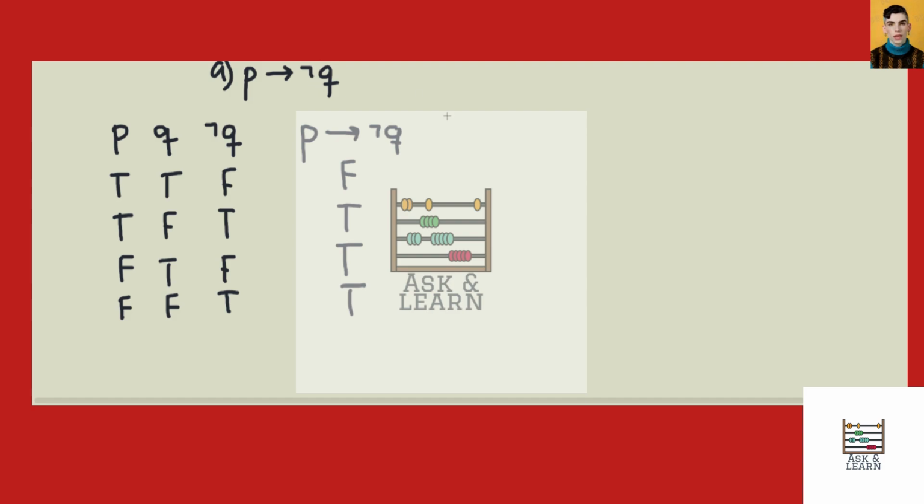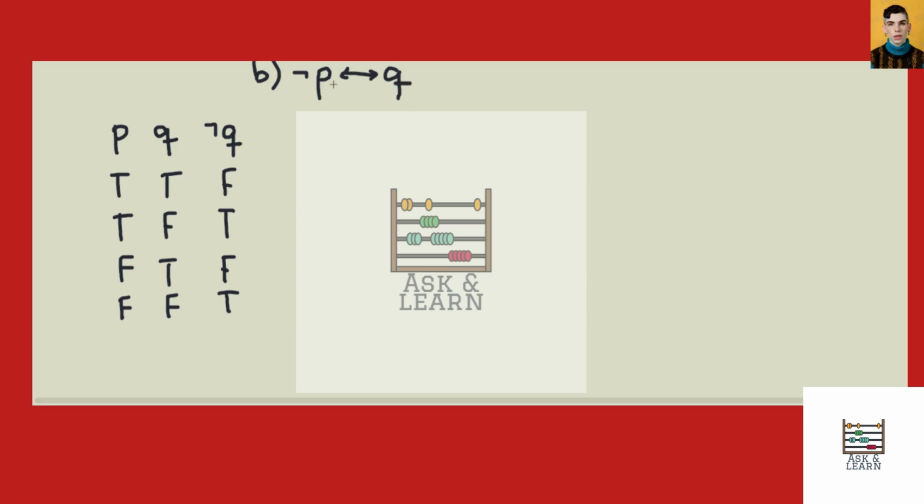Now, let's look at B. So let's get rid of A. Let's get rid of this one. And if we look at B, let's write it down. Negation of P, biconditional statement, Q.